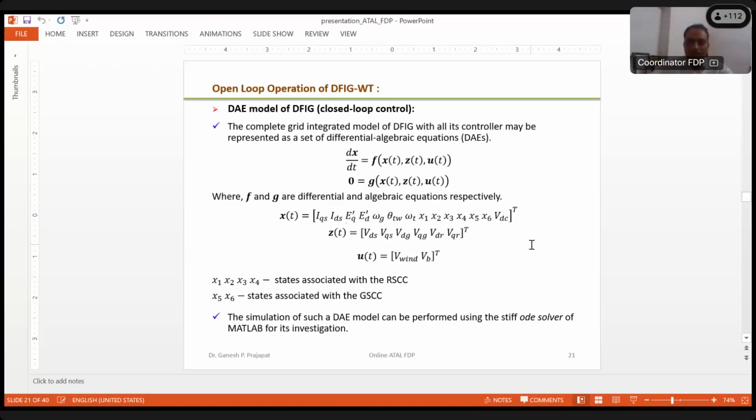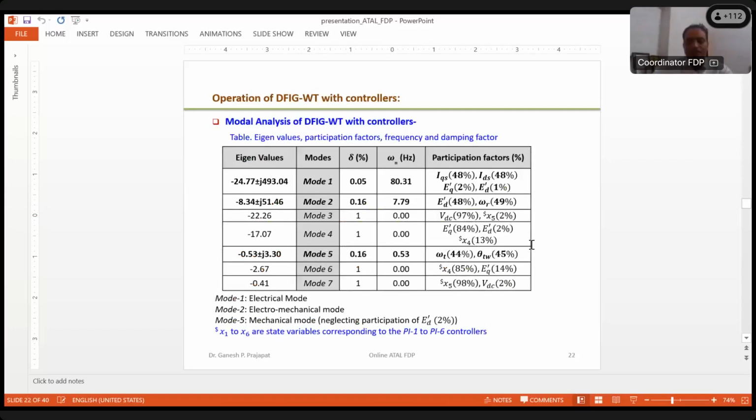So accordingly, doing all kinds of mathematical simulations, we again linearized it and got the matrix A, as we did in the last open loop control. And again we found the eigenvalues of the controlled wind induction generator. Here you can see that the number of modes has increased now, because by adding the PI controllers, the number of states has been added, and accordingly it has more modes.